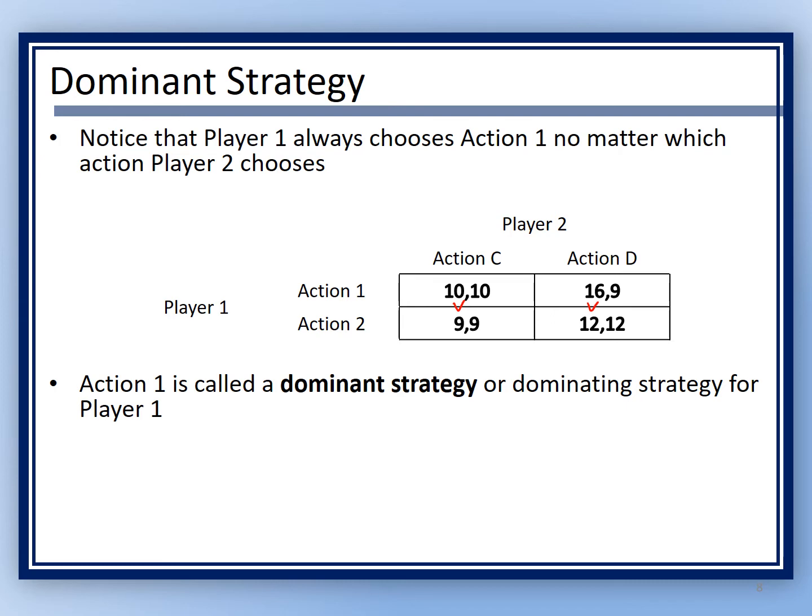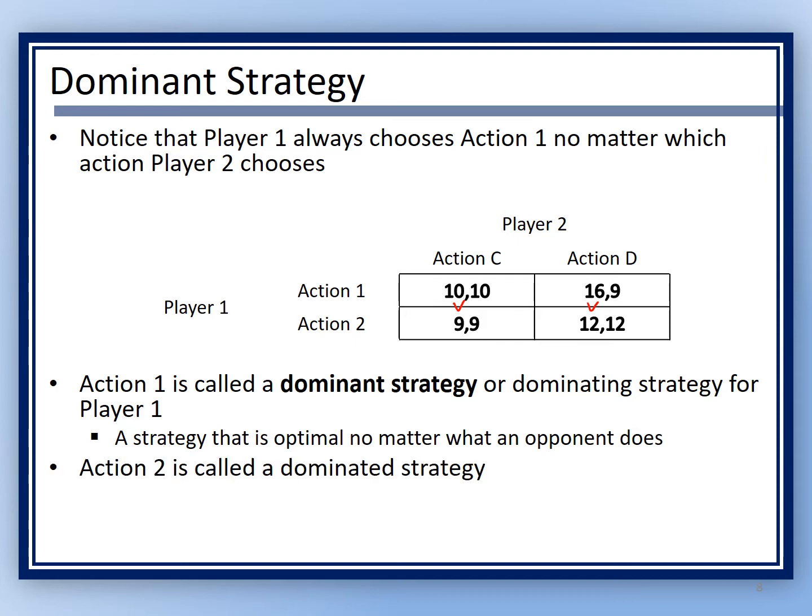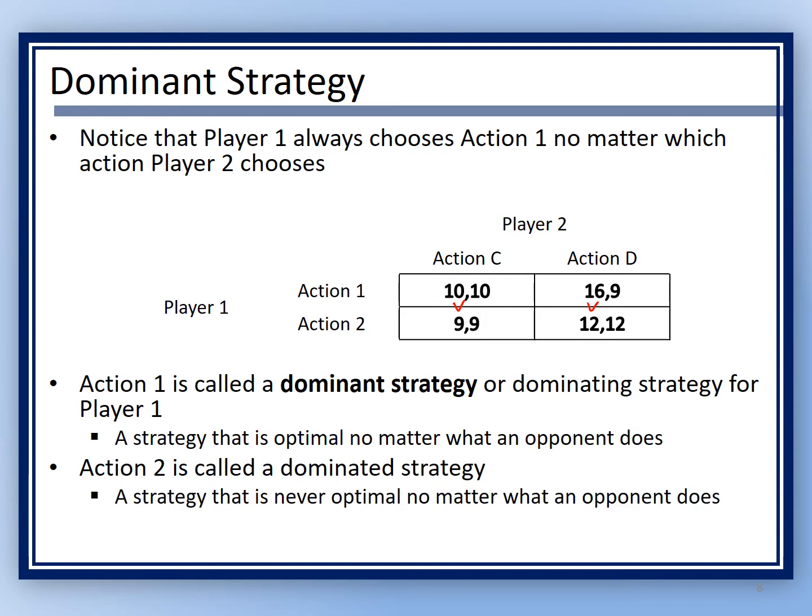Doesn't matter what you do. It's always better for me to just take action 1. So this is a strategy that is optimal no matter what an opponent does. Action 2 is called a dominated strategy because it's never optimal to use. Notice that this game is pretty simple. So you have a dominant strategy and a dominated strategy.